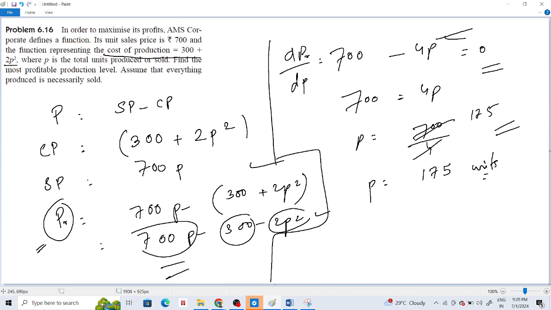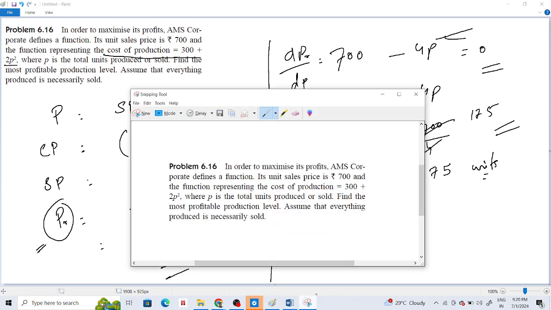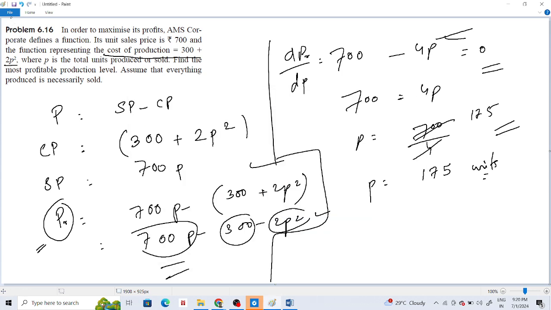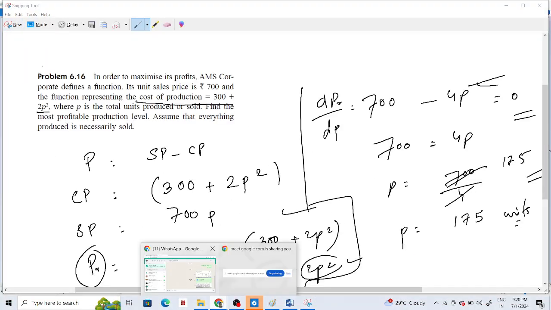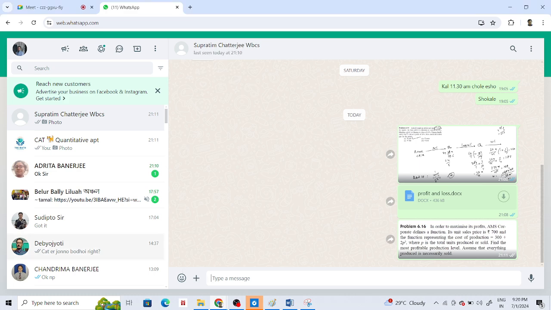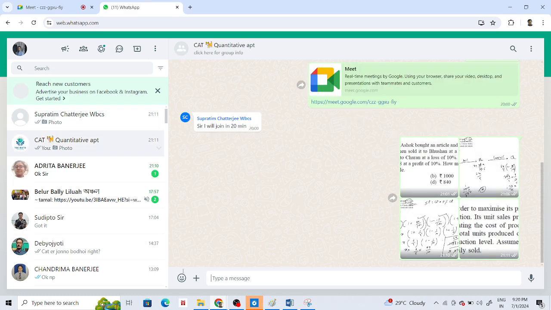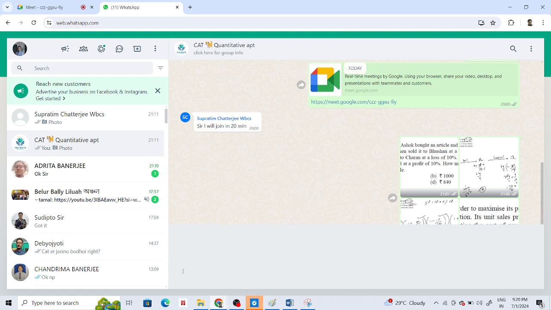Okay, don't put too much stress on this one. I found this one as a unique sum, so thought of discussing. I know from the silence I can understand that derivative has gone completely out of the mind.